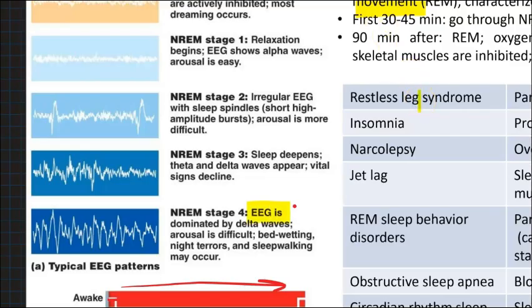Stage 4 is dominated by deltas. And this is like the deepest sleep. Okay? During that time, people can wet the bed, experience night terrors, or sleepwalk.